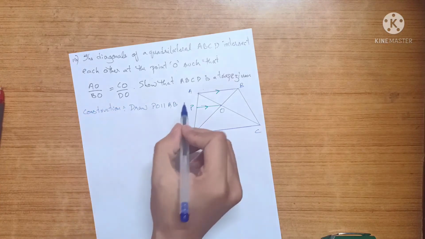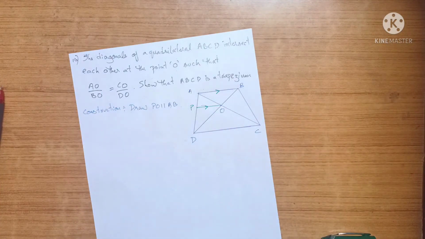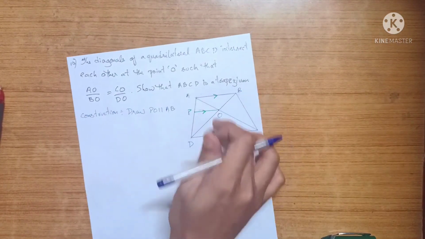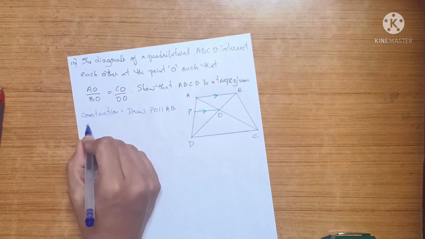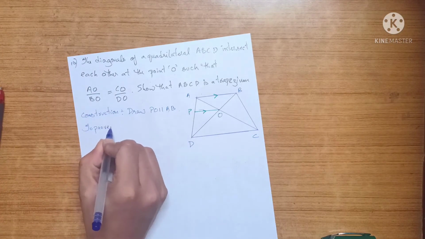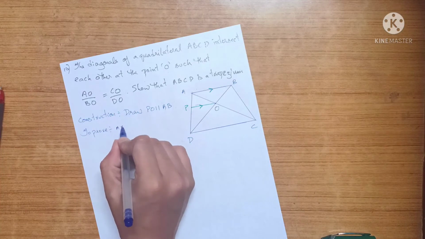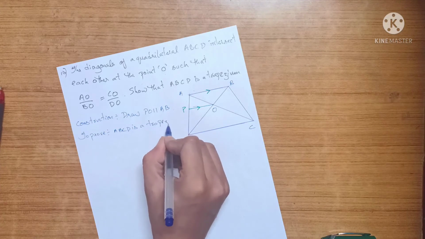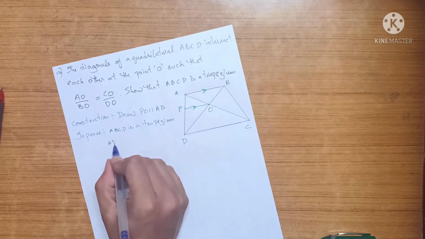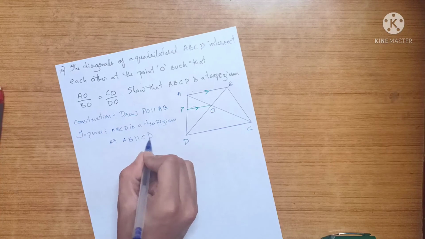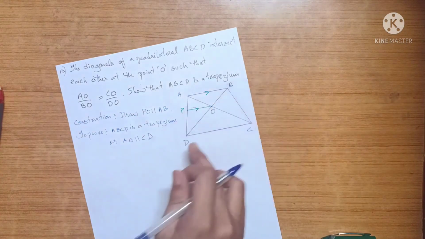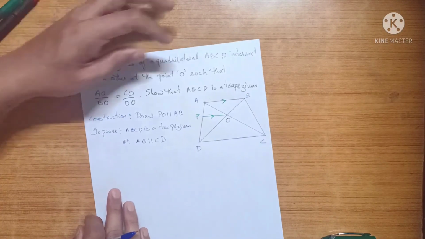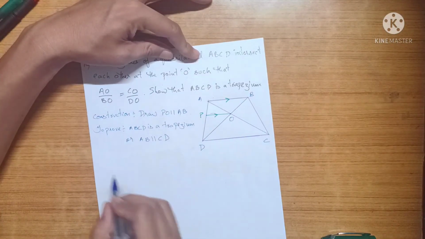So what do we have to prove? We have to prove that ABCD is a trapezium. But what did I say a trapezium is? A trapezium is a figure where one pair of opposite sides is parallel. So to prove ABCD is a trapezium, we need to show AB is parallel to CD. If we can show that AB is parallel to CD, then ABCD is a trapezium.